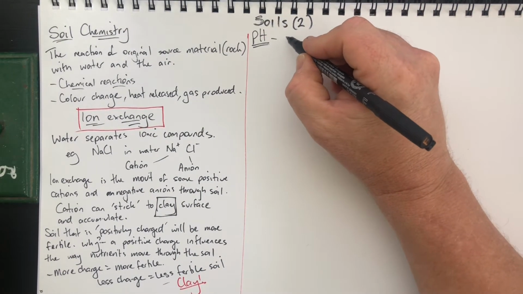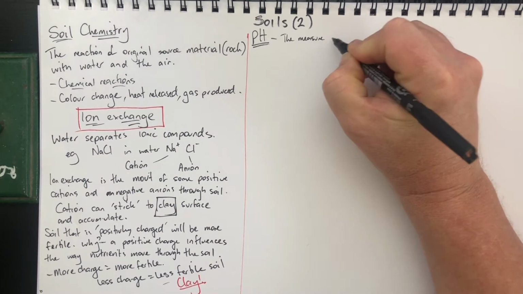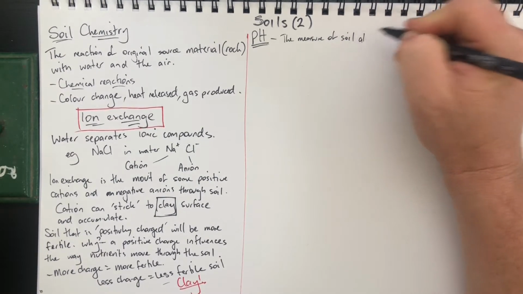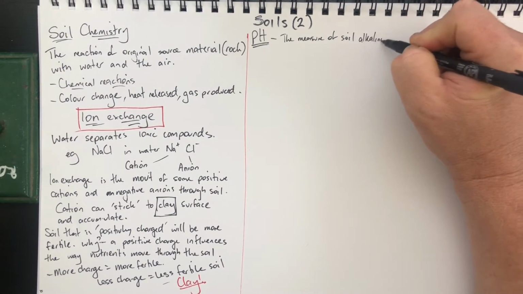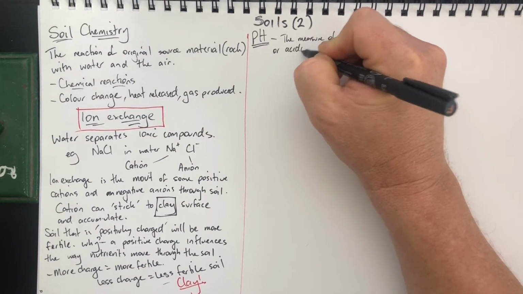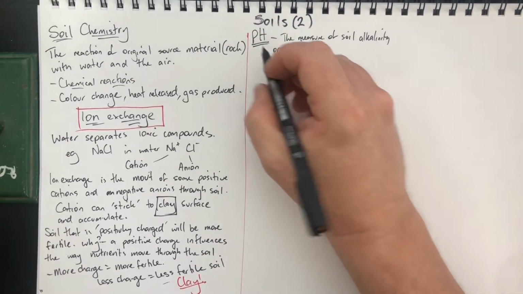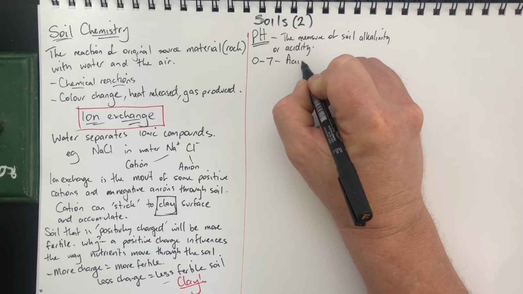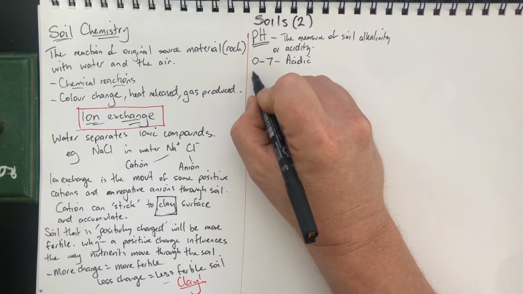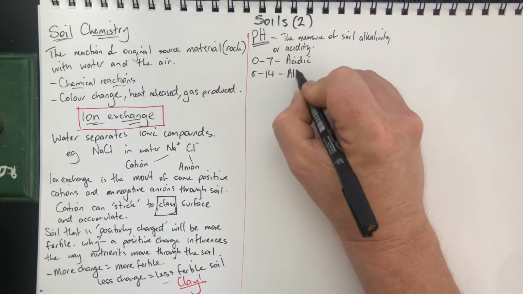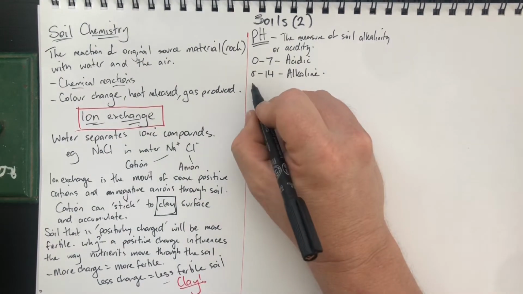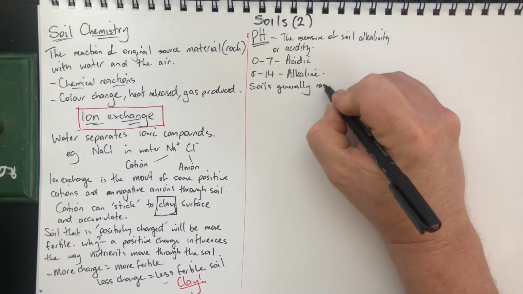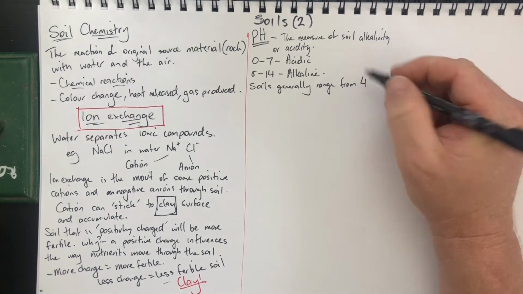pH, though, is the measure of soil alkalinity or acidity. Soil that is between 0 to 7 on the pH scale is acidic, and soil that is between 8 to 14 is alkaline. Soils generally range from 4 to, sorry, 4 to 10.